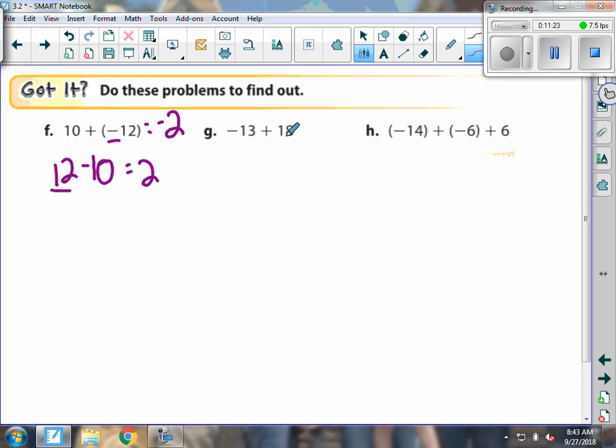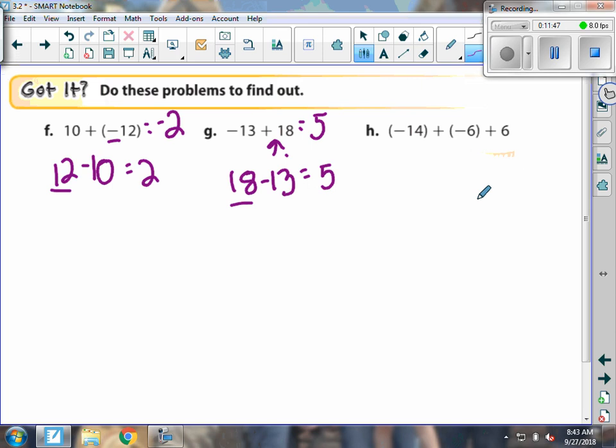Negative 13 plus 18, again my signs are different, so I find the difference. So find the difference in our absolute values, put the larger one first. 18 minus 13 is 5. And my answer is going to be positive 5, because 18 is larger and it was originally positive. We know it's positive because there's no negative sign in front of it.